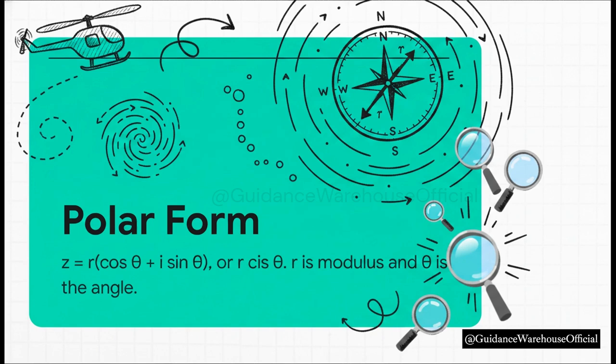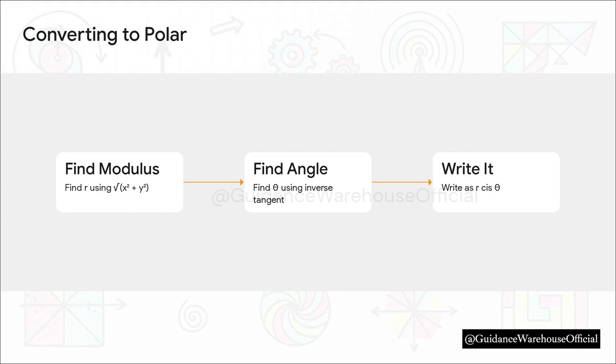r is your modulus, that's the distance you fly. θ is your argument, that's the angle you point your nose. And because mathematicians love efficiency, you'll often see this entire chunk abbreviated as r cis θ, cis standing for cosine i sine. Let's look at the exact steps to convert any standard complex number into this shiny new polar form.